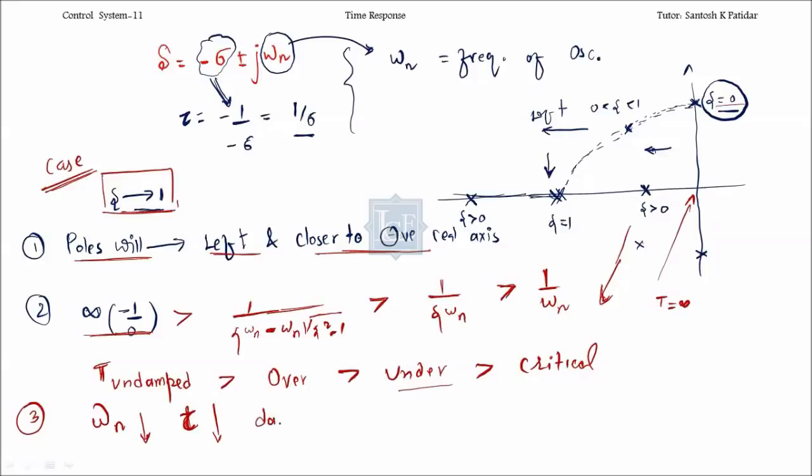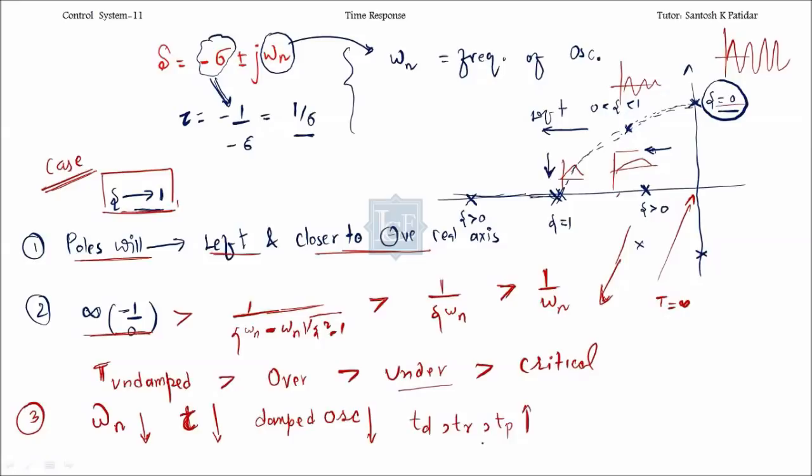So omega n is going to decrease. What about damped oscillation? Damped oscillation is nothing but the frequency of oscillation, and it's going to decrease. Over here we were getting sustained oscillation, over here damped oscillation, then critically damped, and over here overdamped. So your damped oscillation is going to decrease, and your delay time, rise time and peak time are going to increase. Later we'll discuss these three things, so don't worry about this.